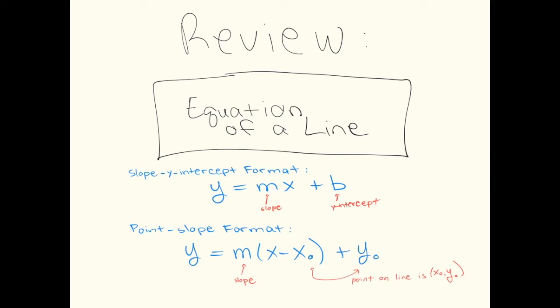In this quick video, we're going to review equations of lines. Remember, there's two different formats. One is the slope y-intercept format, which looks like y equals mx plus b. Of course, the m is the slope and the b is the y-intercept.